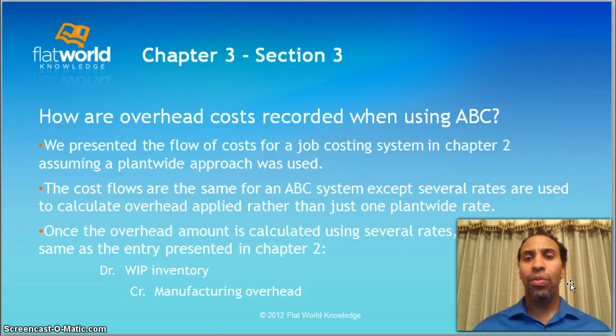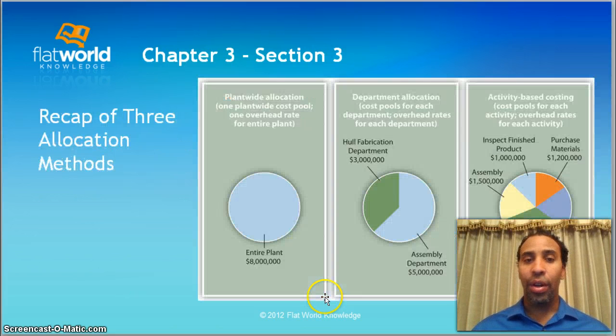So how are overhead costs recorded when using activity-based costing? We presented the flow of costs for a job costing system in Chapter 2, assuming a plant-wide approach was used. The cost flows are the same for activity-based costing, except several rates are used to calculate overhead applied rather than just one plant-wide rate, right? So the only difference is using 1 versus using 3. Once the overhead amount is calculated using several rates, the entry is the same as the entry presented in Chapter 2, and it's there with the work in process inventory and the manufacturing overhead.